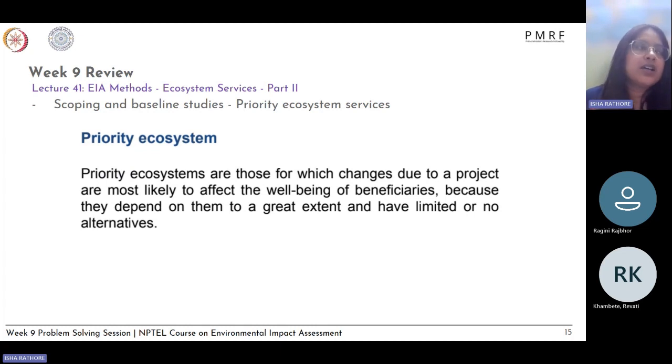For example, in the rural road development example, there is a land use change associated. The land earlier was agricultural land, but now it is being changed to amenities or infrastructure land use. The basic livelihood of people, which was agriculture, is being affected because of that development. So this is a priority ecosystem service example, because the project is directly affecting the well-being of the people who were dependent on that land. So that is an example of priority ecosystem services.